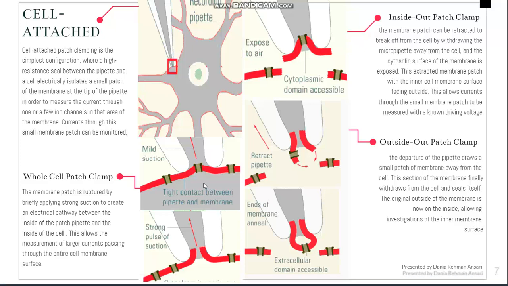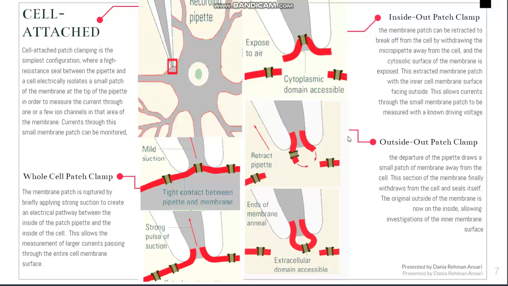After whole cell patch clamp, inside out patch clamp. Inside out patch clamp is obtained by detaching the cell, withdrawing the pipette away from the cell, so that the cytosolic membrane surface is exposed. The extracted membrane patch is oriented with the inner cell surface membrane facing outside, and this mode is used to investigate single ion channel activities.